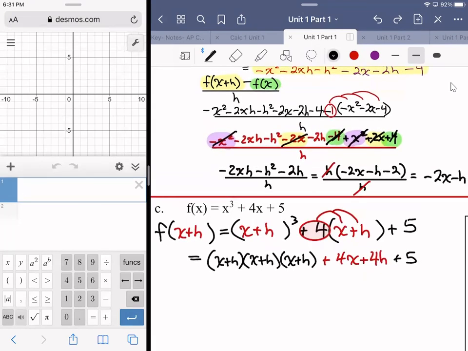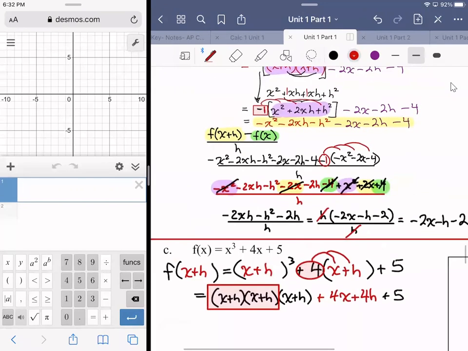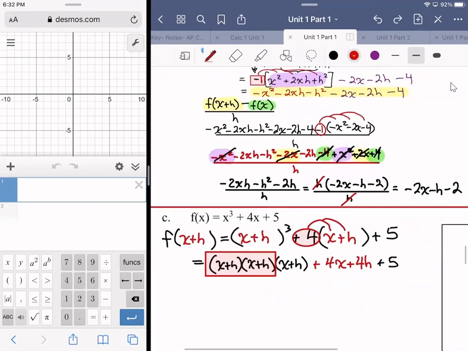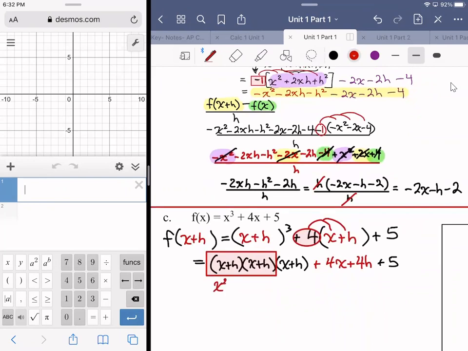What we can do is multiply the first 2 factors together. So these 2, for example. Well, they're all the same, so it really doesn't matter which 2 you multiply. Since we've already done that, we figured that out up here, we can steal that answer: x squared plus 2xh plus h squared. We would then have to multiply against the x plus h.